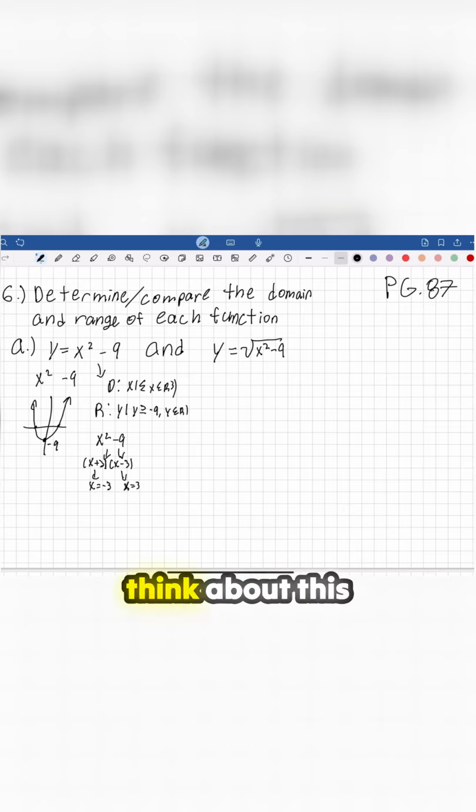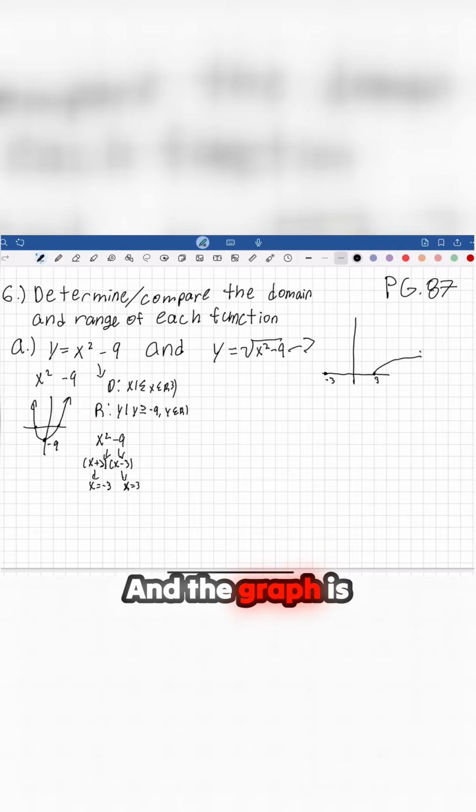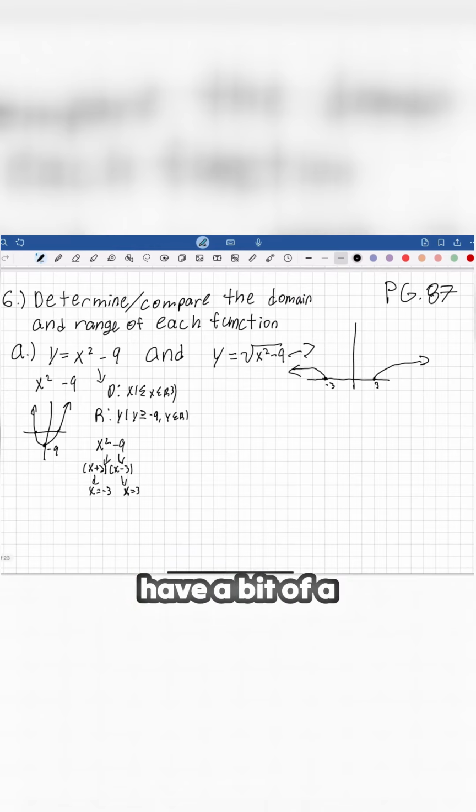So now, if we think about this graph, what we actually have is a graph that's going to look somewhat like this, where this is 3, and we'll call this negative 3, and the graph is actually going to look somewhat like that. Meaning that we have a bit of a split function. This one looks weird because of the x squared, meaning any value below negative 3 when squared will be greater than 9 and therefore is possible in our function, and the same thing as positive 3.